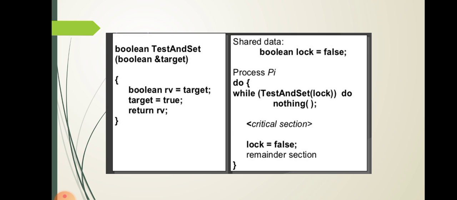So now 0 will come to this while loop. As I told, if the lock value is 0, the critical section is free, so we do nothing and it directly enters the critical section. After finishing its critical section, we have to set the value of lock to false, because we have already finished the execution. Hence the lock value becomes false and the remainder section will be executed.